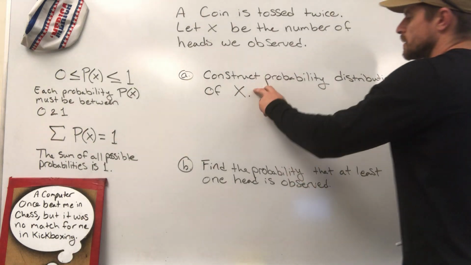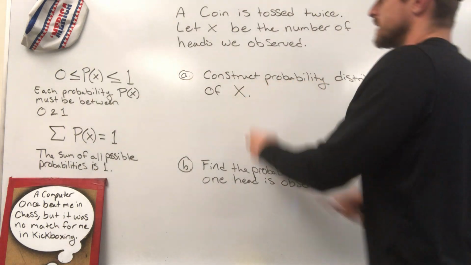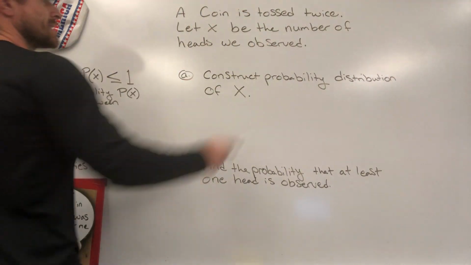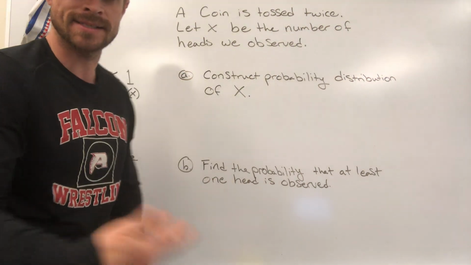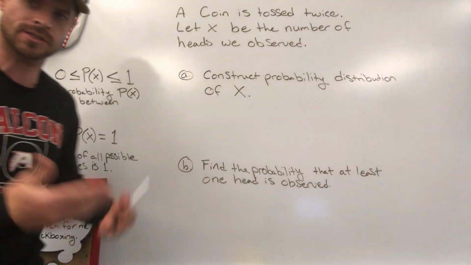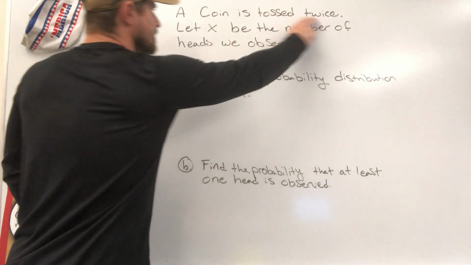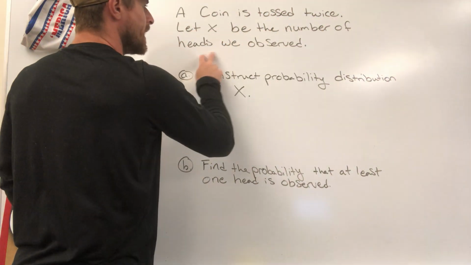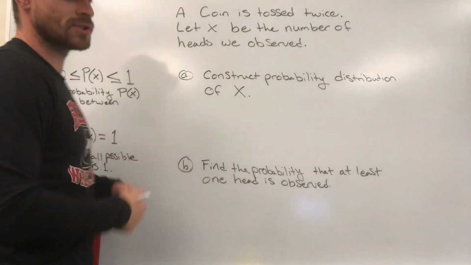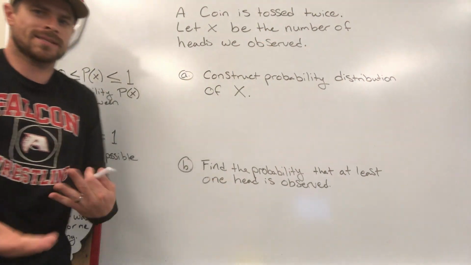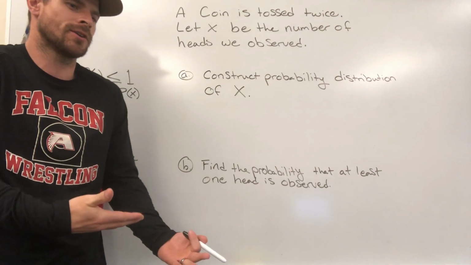Okay? Construct the probability distribution of X when a coin is tossed twice. So we've got this coin, heads and tails. Nothing special about the coin, just a head side, tail side. And if you're going to flip it twice, let X be the number of heads we observed. So what I'm going to ask you is this. What are the possibilities? What are the outcomes that could occur, right?